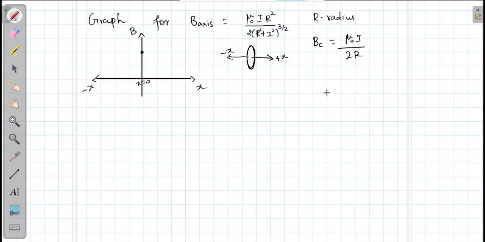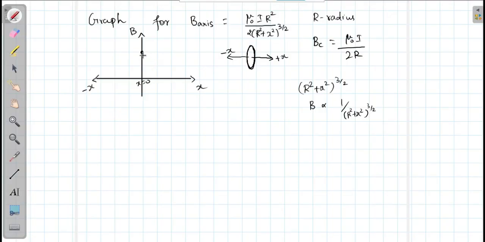Okay, it is in the order of power 3, because r square plus x square, power 3 by 2, right? If you plot using any random values for mu naught I r square, capital R square, you just insert some random value. And if you plot a graph, B is inversely proportional to r square plus x square power 3 by 2.